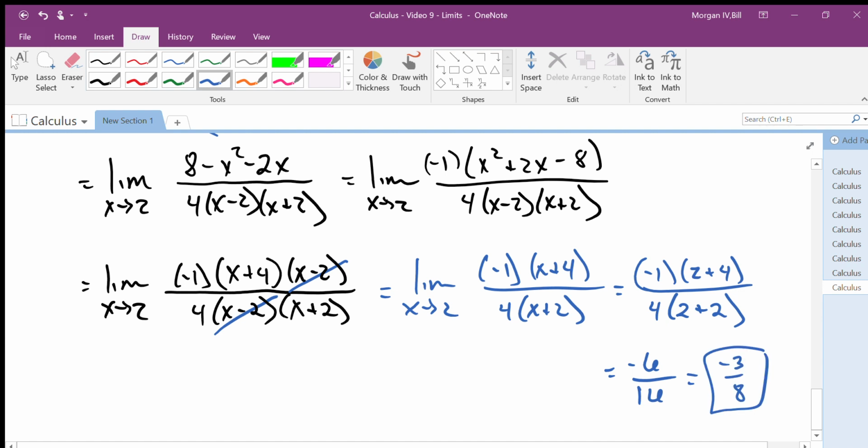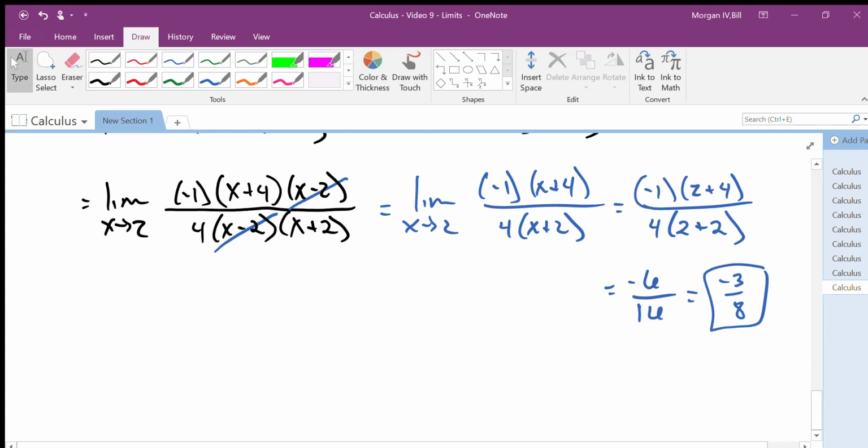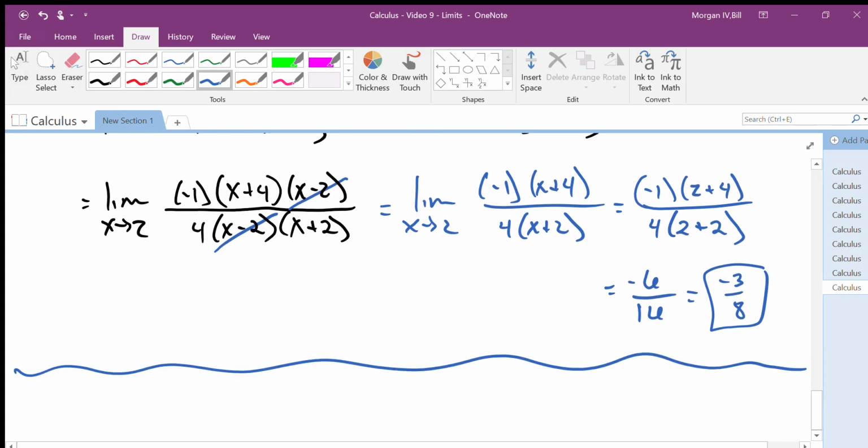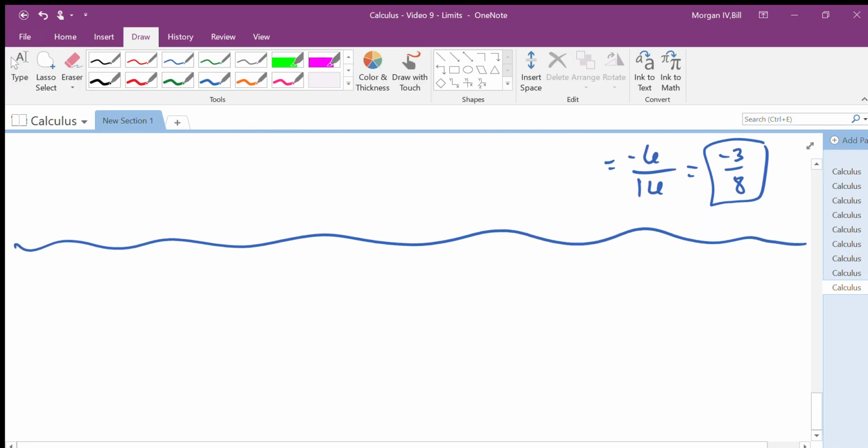Good. And you could solve this one numerically as well, but we're going to show these analytically to have a more concrete answer of negative 3 eighths. We're still just estimating a little bit when we do it numerically. All right, maybe one more. One more, we'll call it good for this video.